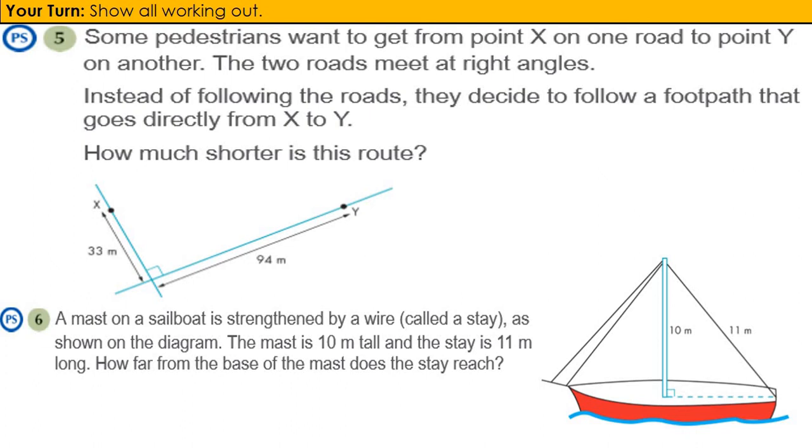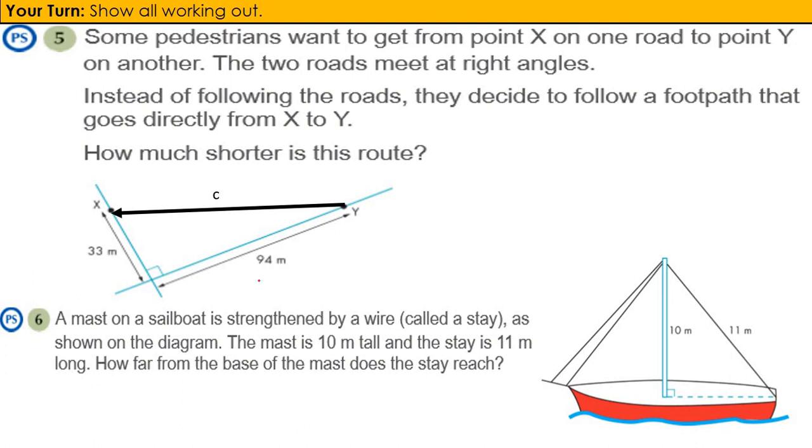So, first one, some pedestrians want to get from point X on the road to point Y on another. The 2 roads meet at right angles, so you can see that here. Here's our right angle. Instead of following the roads, they decide to follow a footpath that goes directly from X to Y. So they're doing that instead. How much shorter is this route?